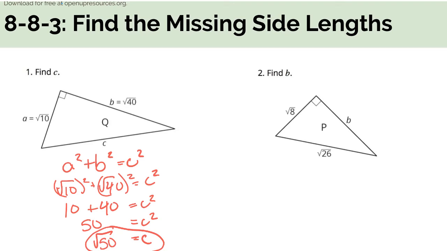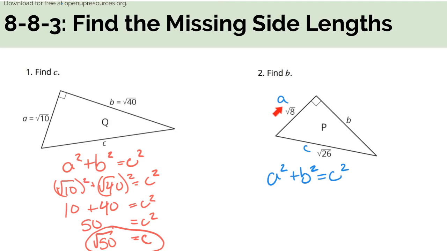Same idea as to why c is the square root of 50. We can also just leave this as the square root of 50. We don't need a decimal approximation at this point. So just leave it as a square root of 50 and don't worry about getting a decimal.